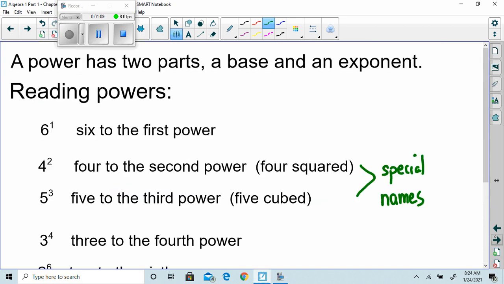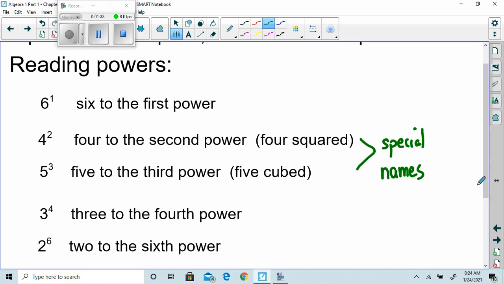Now we should be able to read powers. We said it has two parts, the base and the exponent. I have 6 to the first power. Easy enough. 4 to the second power has a second name. It also is called 4 squared. 5 to the third power, 5 cubed. So the second power and third power have special names.